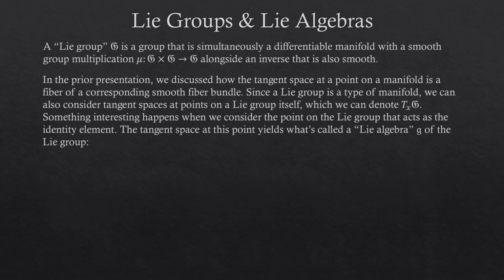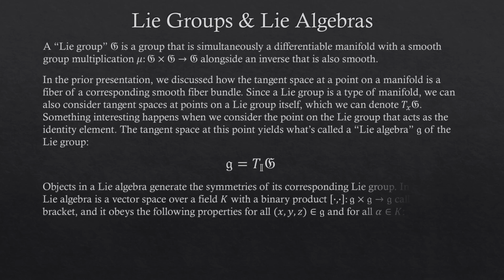And something interesting happens here when we consider the point on the Lie group that acts as the identity element that we defined earlier through groups in general. The tangent space at this point of the Lie group is what's called a Lie algebra, small g, of the Lie group. So small g equals the tangent space at the identity element of the Lie group. Objects in a Lie algebra generate the symmetries of the corresponding Lie group.